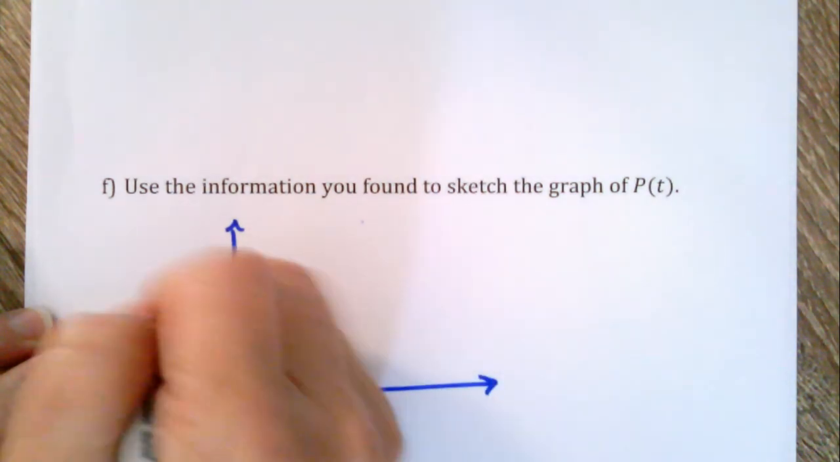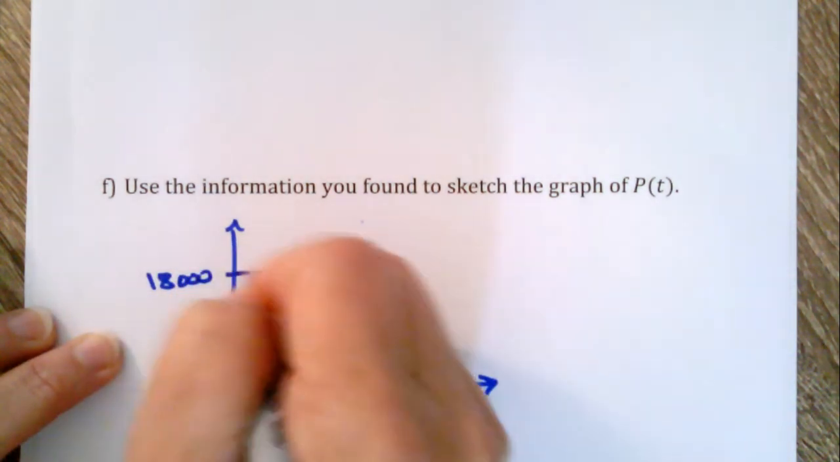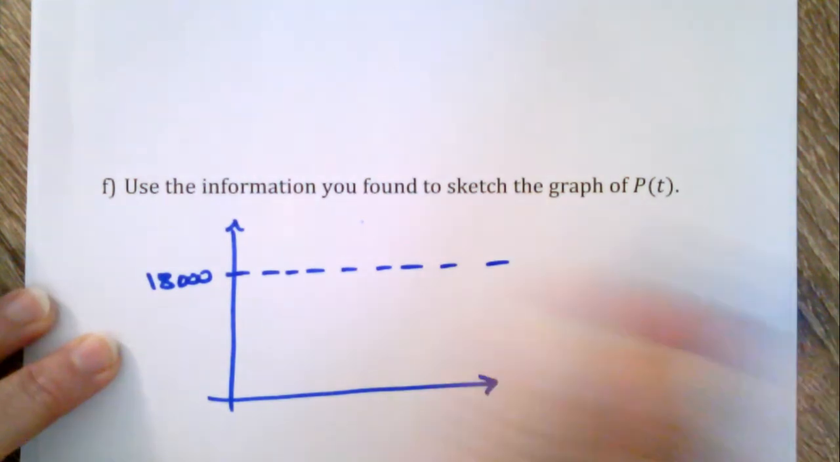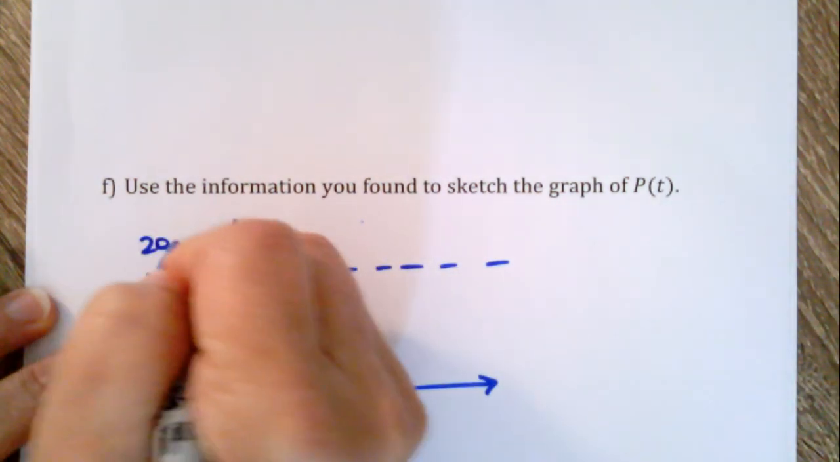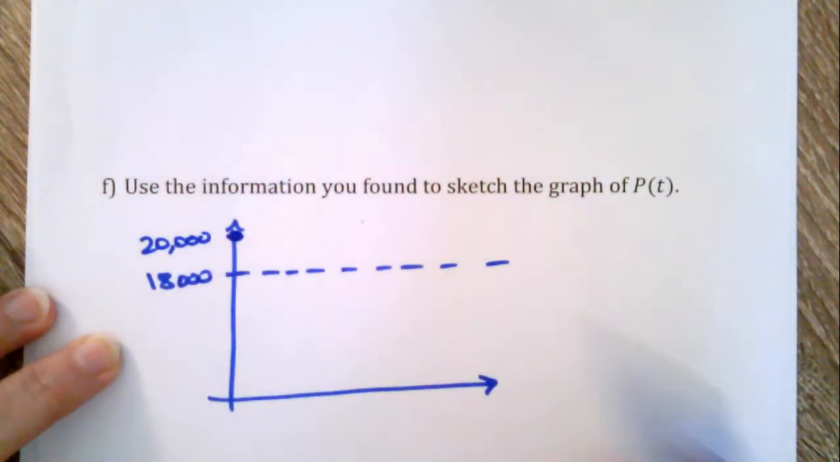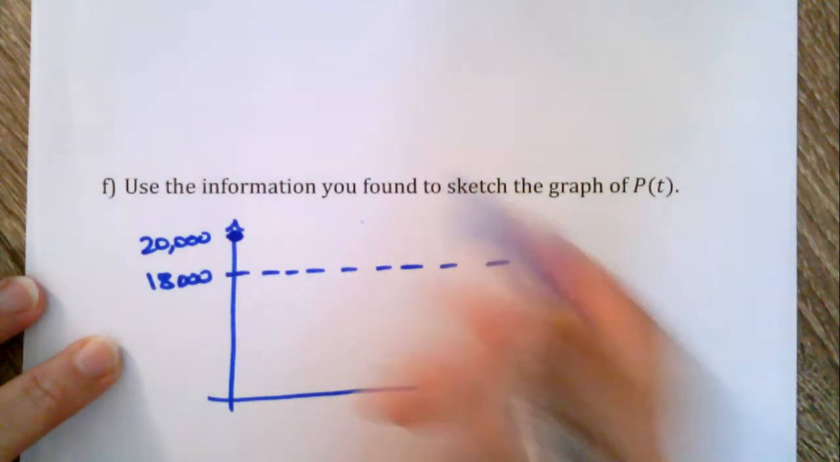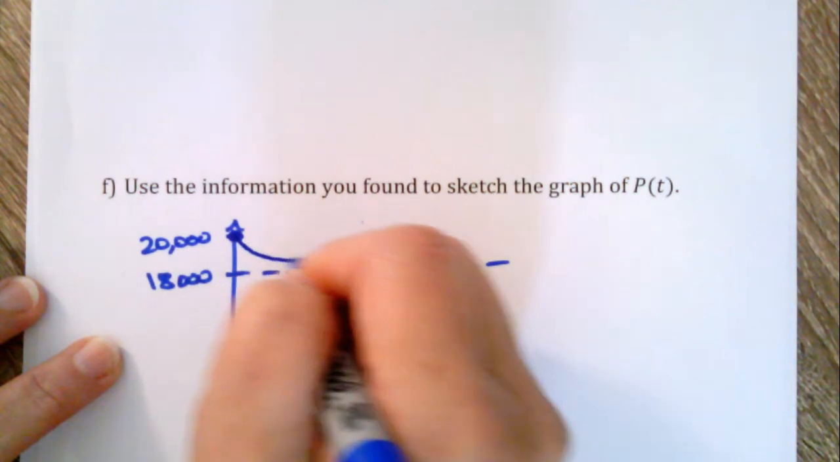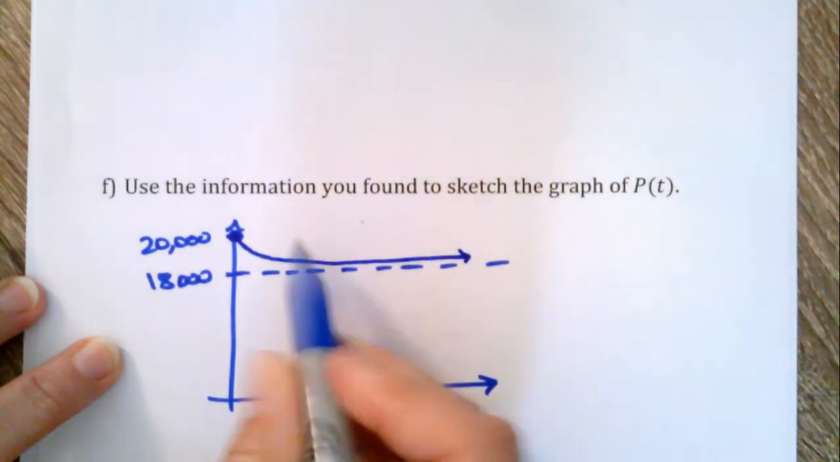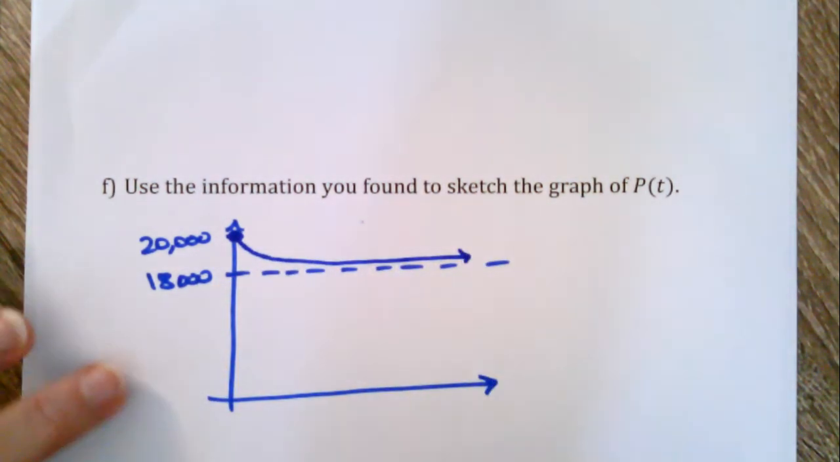Well, in this case, here's our carrying capacity of 18,000. We're starting at 20,000, and we have discovered that the curve is only decreasing and it's only concave up, which means it's going to look like this, still approaching that limiting value of 18,000.